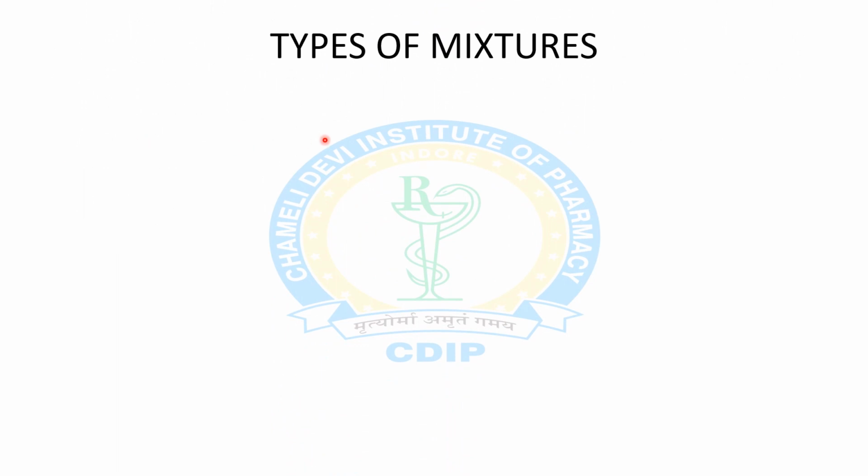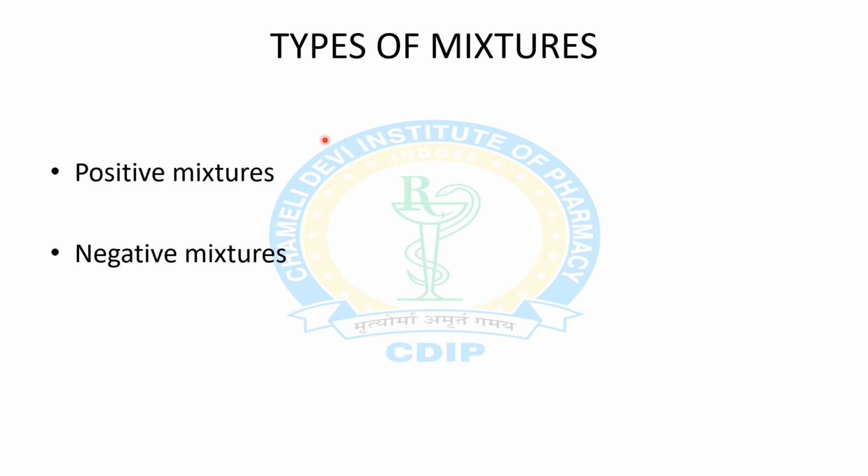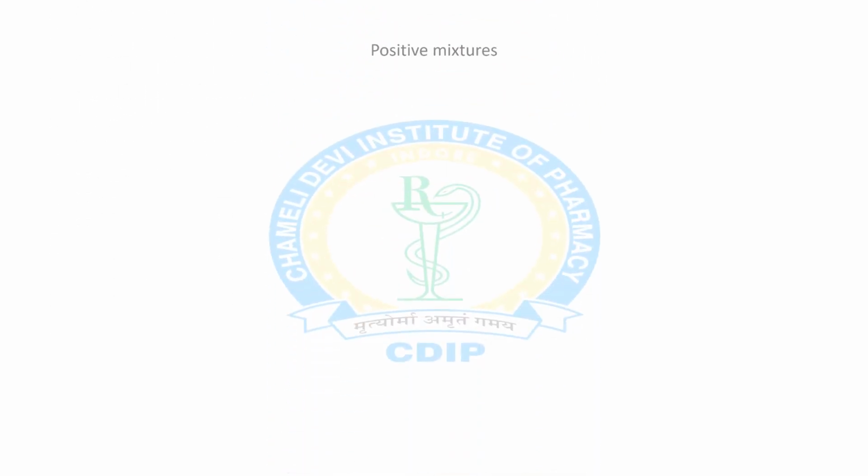Now the next topic is the types of mixtures. Mixtures may be classified as positive mixtures, negative mixtures, and neutral mixtures. So these are the three types of mixtures. Now first let's see the positive mixture.